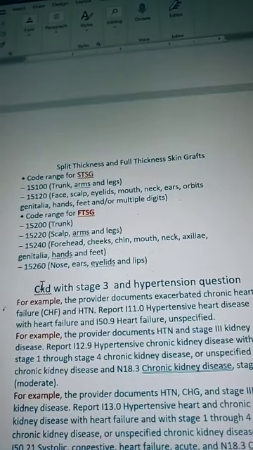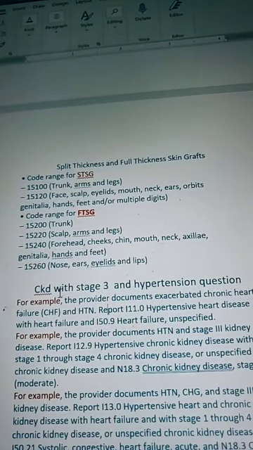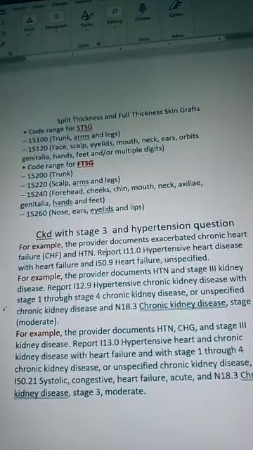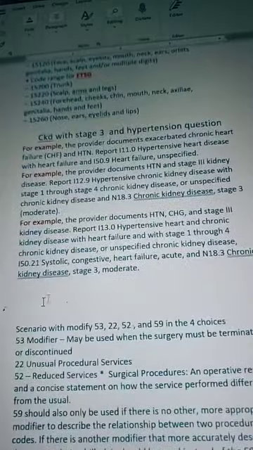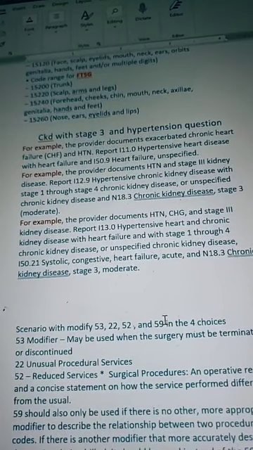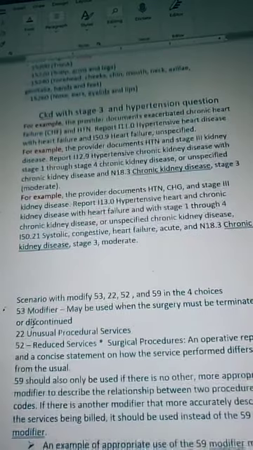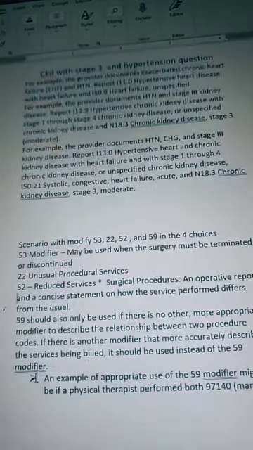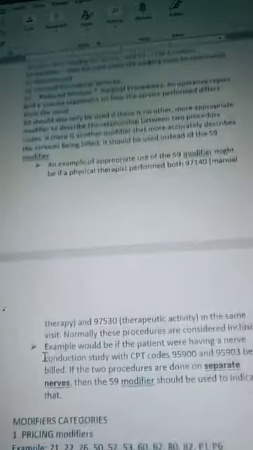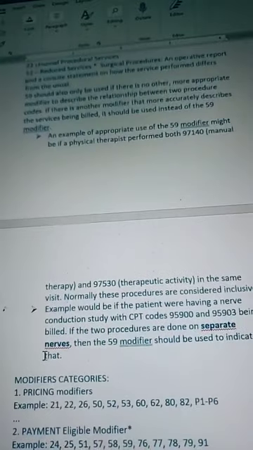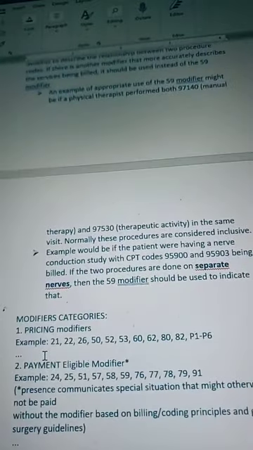Knowing your CKD stages and how to diagnose them in different scenarios was on exam B. The modifiers that were on exam B were 53, 22, 52, and 59, the dreaded 59. And I wrote out the definitions for each one of those and did some examples of those on how to code them.